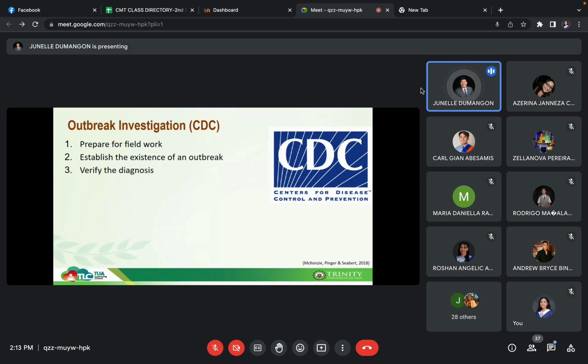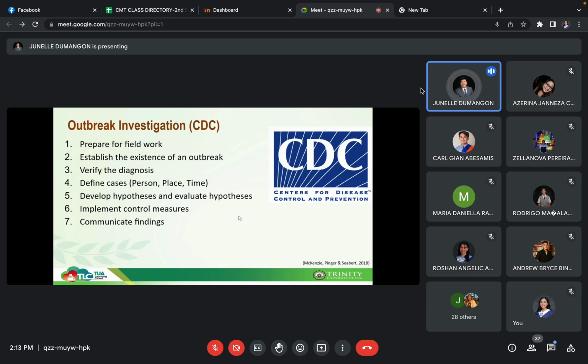They will also have to verify the diagnosis because they might think it's dengue, yun pala hindi dengue. Diba? And then, this is where epidemiology enters. You define the cases. Who is most affected? Where are they most affected? What time are they most affected? Then you develop your programs and you implement your control measures. And then lastly, you communicate your findings to the WHO. So this is how an outbreak investigation is done.